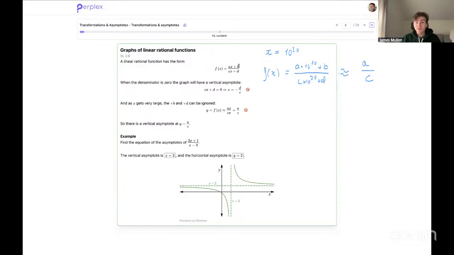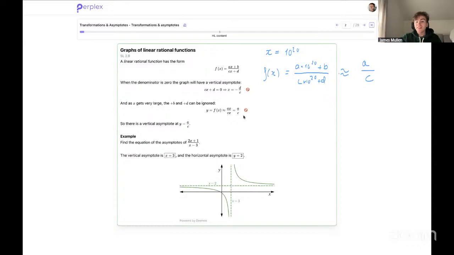So what's the behavior I see? I see that I have a horizontal asymptote at y is equal to a over c. Neither of these formulas are in your formula book, unfortunately, but they are pretty intuitive to remember. When the denominator is 0, that's x equals negative d over c, I get a vertical asymptote.